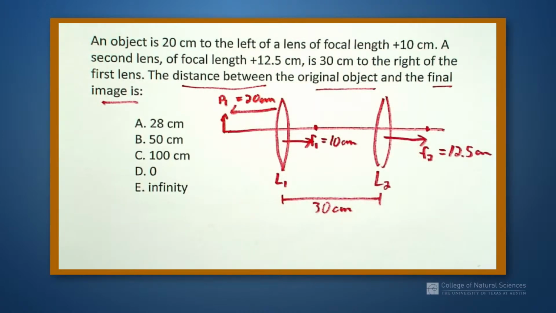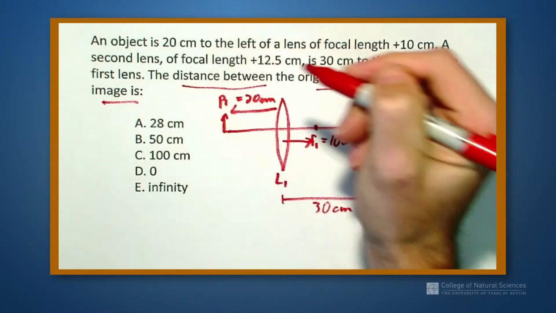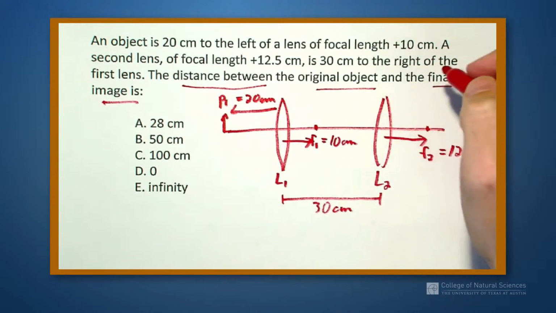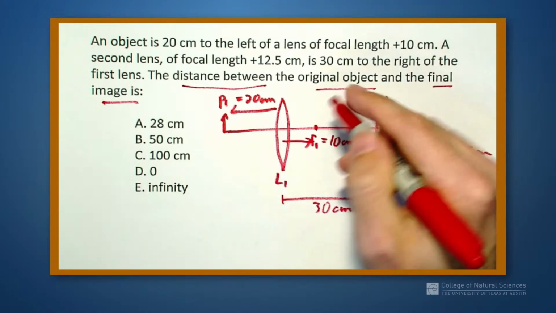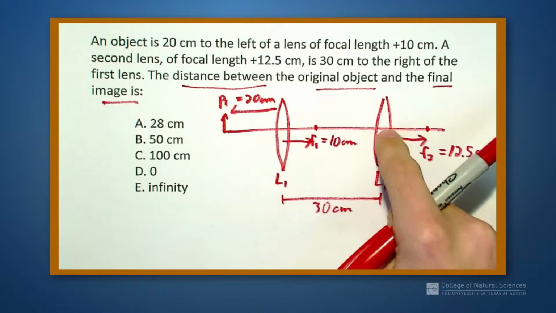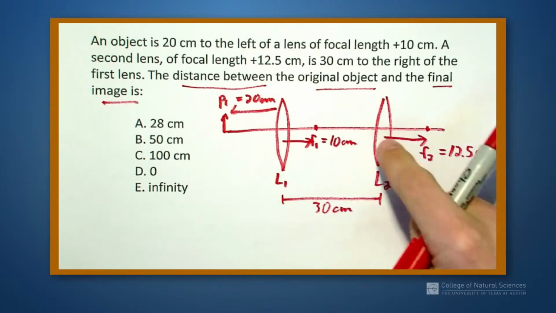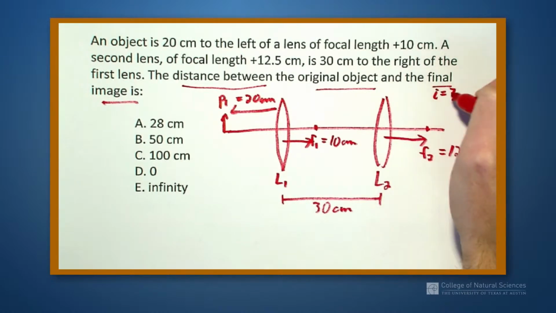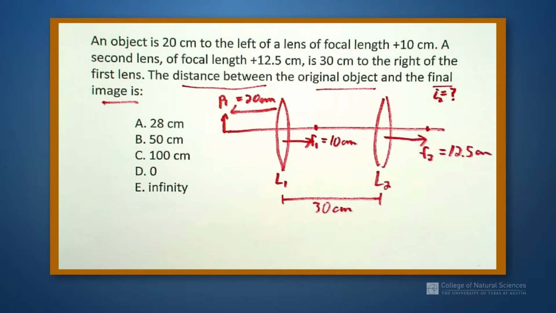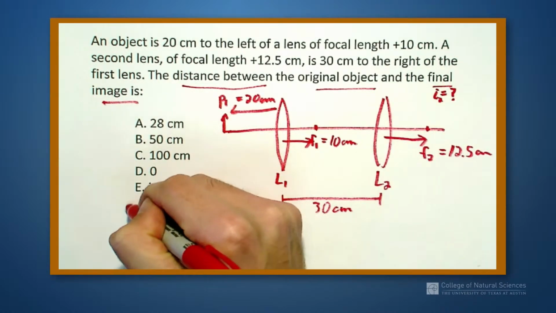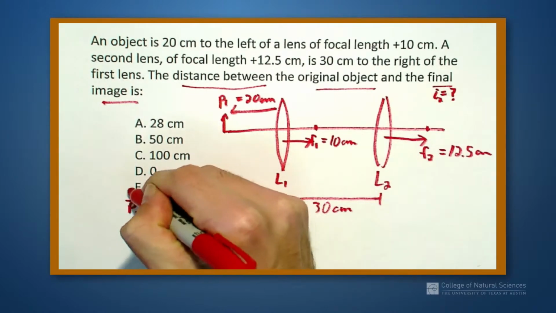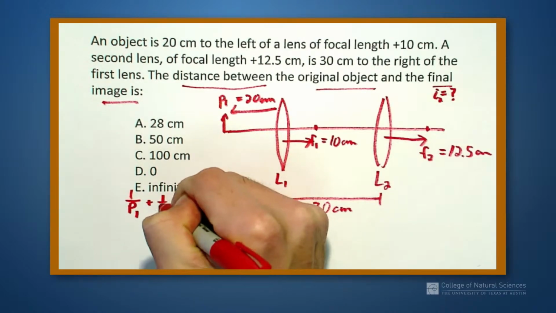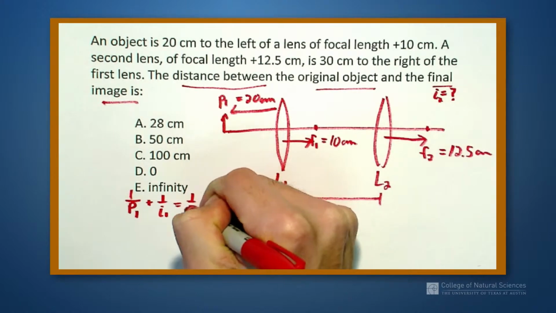So we want to know, where does I2, the final image, form? I have two lenses, so I'm going to have an image after the first, which is going to cause an image to show up after the second. So I want to know, where is I2? Well, I know that there's a general equation that says 1 over P1 plus 1 over I1 is equal to 1 over F1.